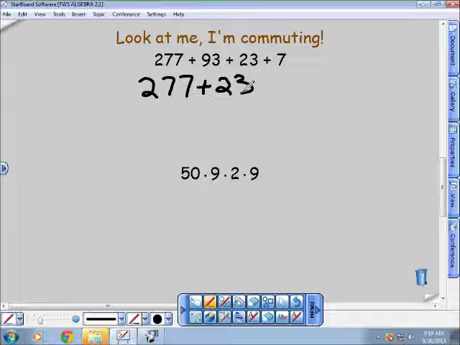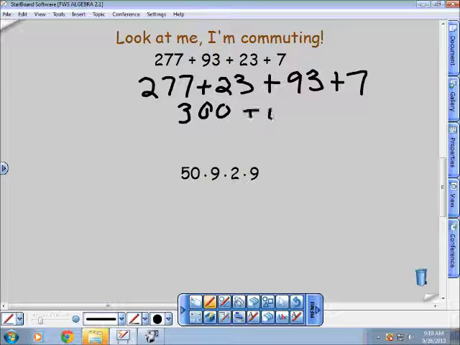What other two numbers can you add together up there and you know what the answer is right away? 93 and 7. Okay. So now, by moving those around, what's 277 plus 23? 300. And what's 93 plus 7? 100. And now what's the whole answer? 400. Wow. Isn't it fun to commute?